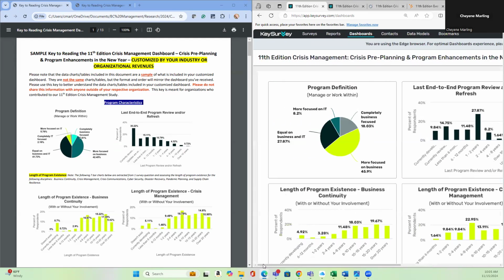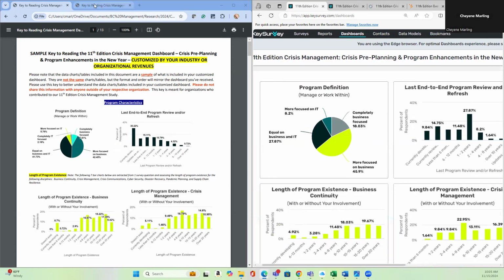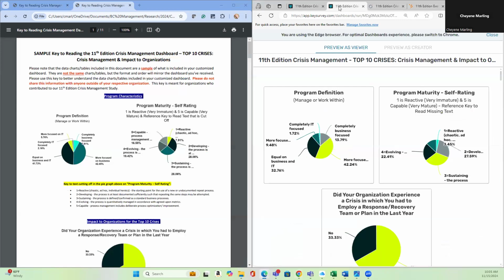Now, you did receive a second link, which we will also showcase a little bit here. And this one is not customized. It's the same link that everyone received. And this one is focused on the top 10 crises that impacted organizations in the last year. What was the impact on the organizations and how did they respond? What were some of the lessons learned? So everyone received the same exact dashboard link and same exact key.